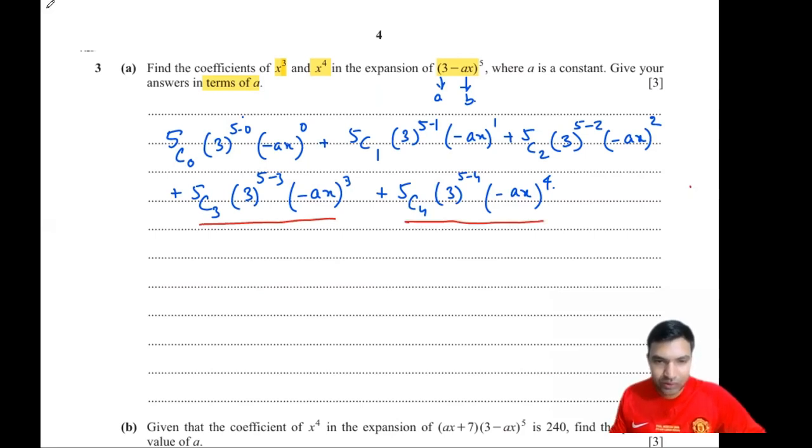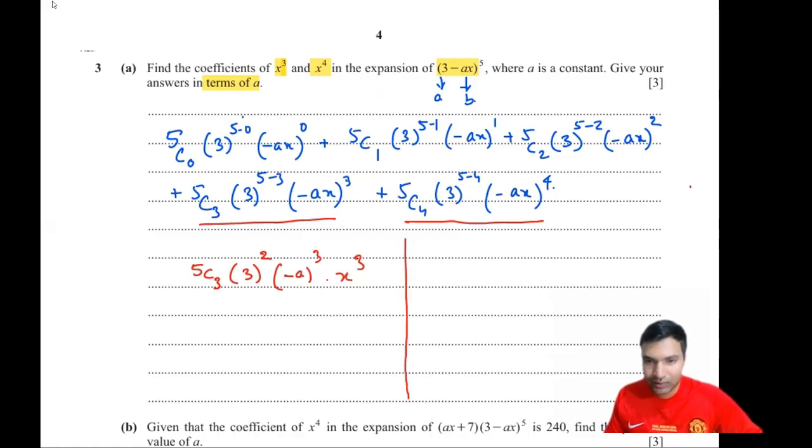So the coefficient of x to the power 3 is basically 5C3, 3 raised to 5 minus 3, which is 2, times negative a to the power 3 times x cube. All right. And let me do a partition here. For x to the power 4, we get 5C4, 3 to the power 1, negative a to the power 4 times x to the power 4.